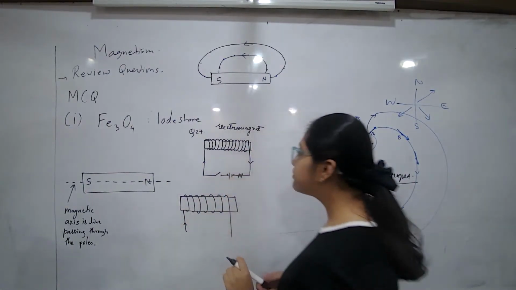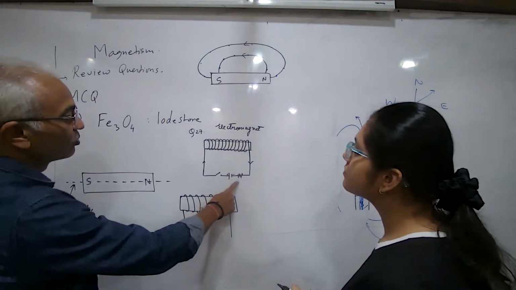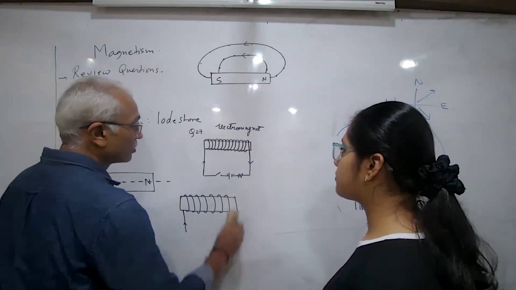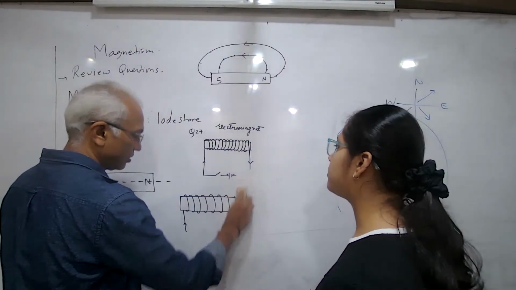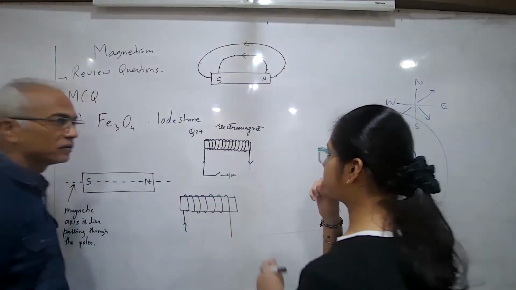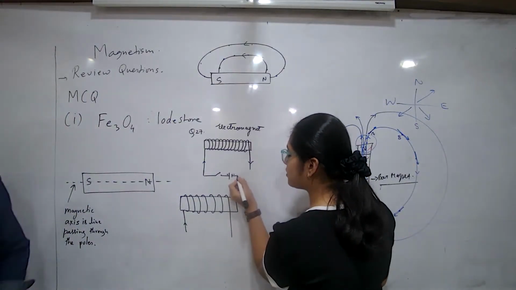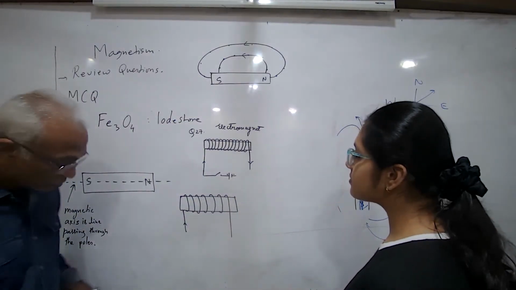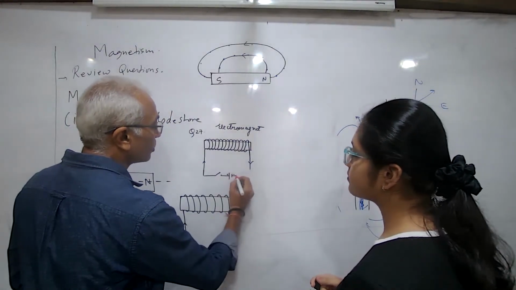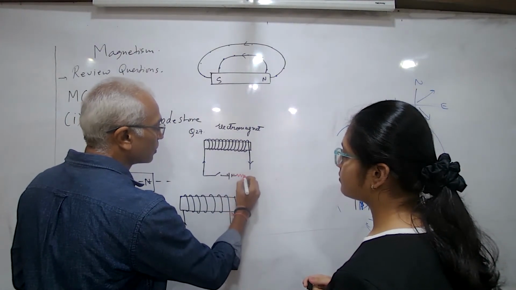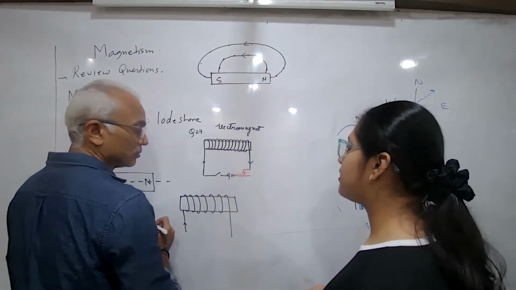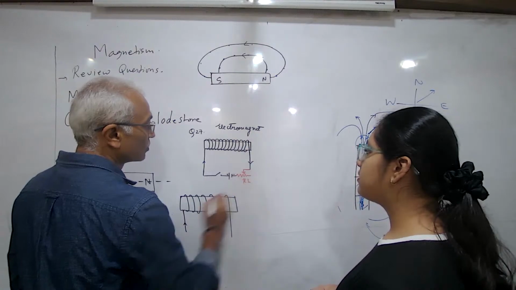So why did you put a resistance here? Is it a resistance or a rheostat? Rheostat. Open it and then like this. How? You will connect it. Yes, okay, like this. So this becomes a rheostat.